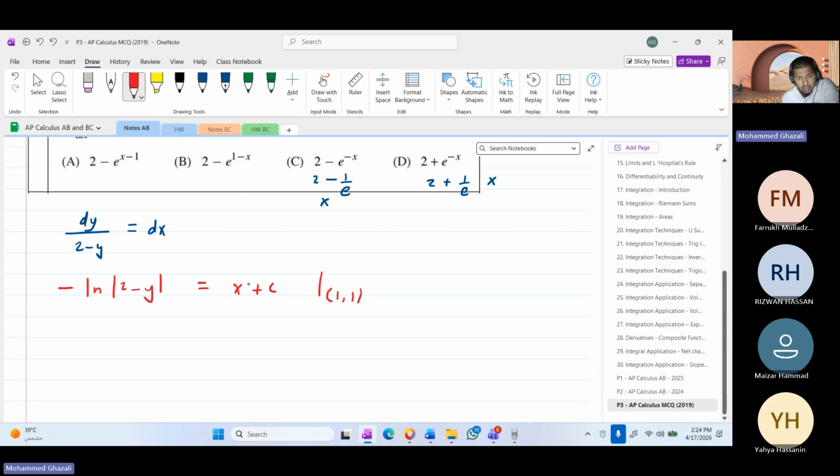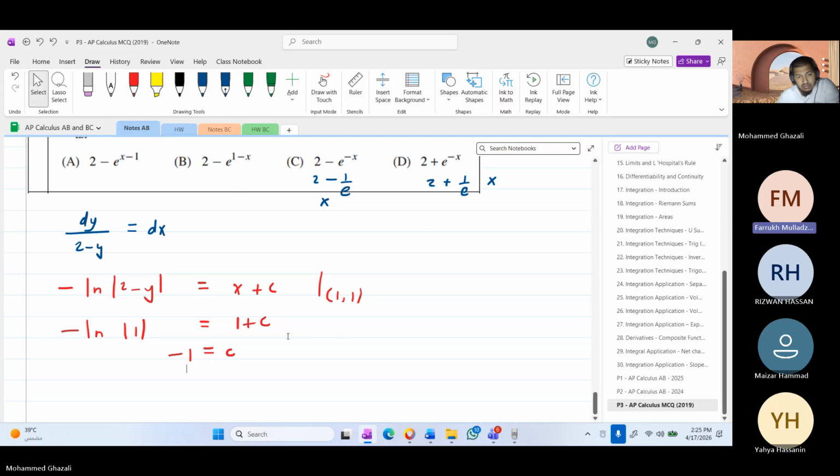So if you substitute 1 here, no, but we don't have a calculator. We can't do it. But you know what you can do? Substitute 1 here. You can say ln of 1 is 0. So negative ln of 2 minus y equals x plus c, so c is negative 1. Ln of 1 is 0, yeah, right.